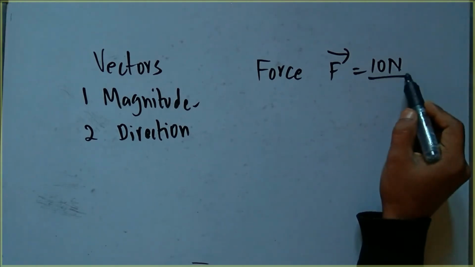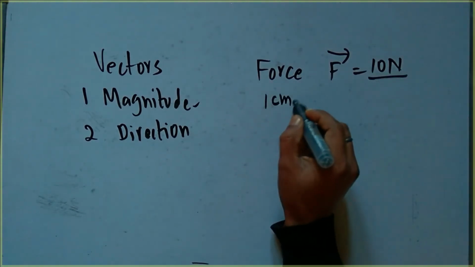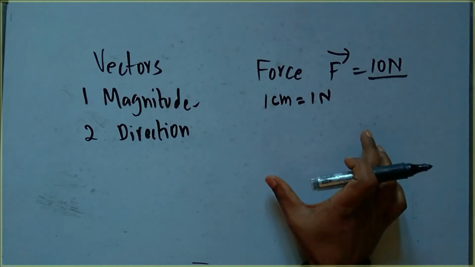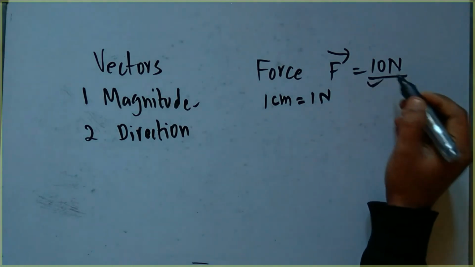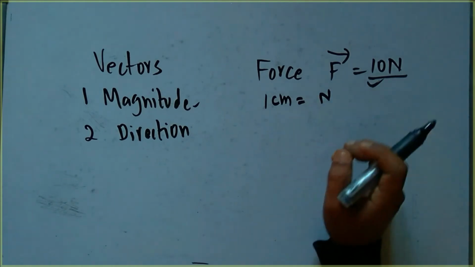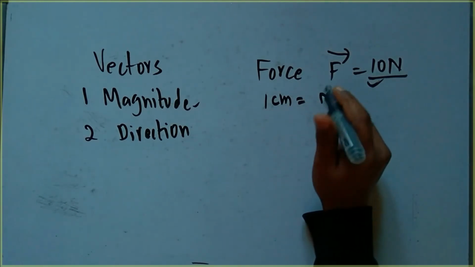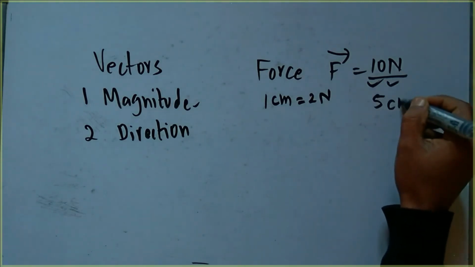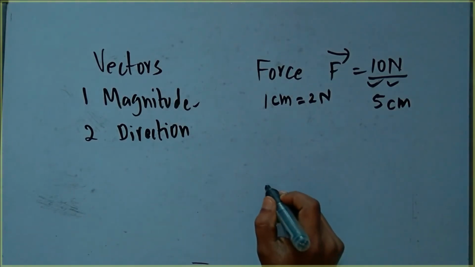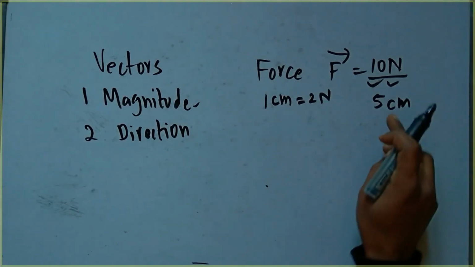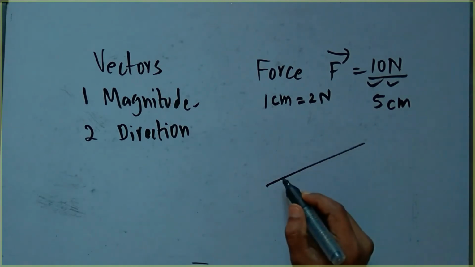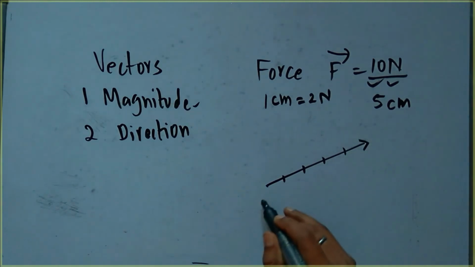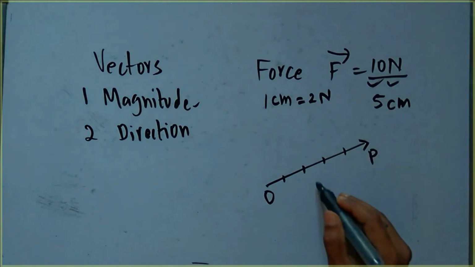In order to replace 10 Newton, we can do 1 centimeter equal to 1 Newton, which will be replaced by a 10 centimeter long line segment. Sometimes the number can be huge, so it's better in proportion. So here we'll replace 1 centimeter equal to 2 Newton. So for 10 Newton we need 5 centimeter. We have a starting point, then we need 5 centimeter, and an arrow. Let it be OP vector F.